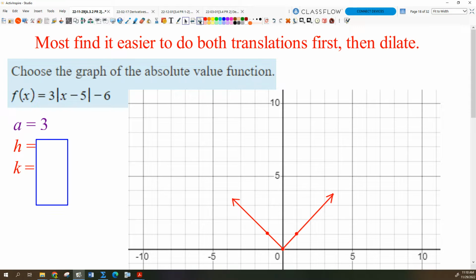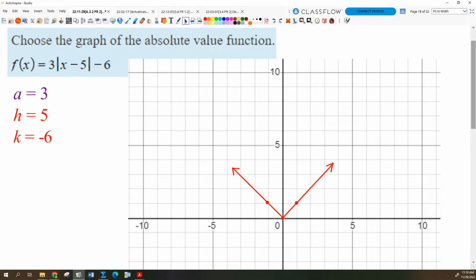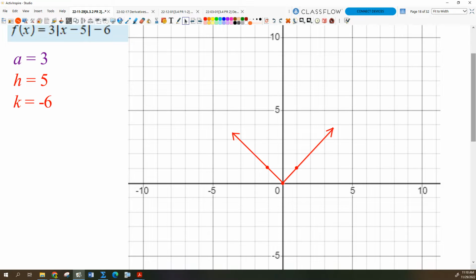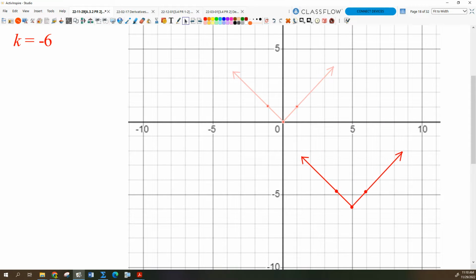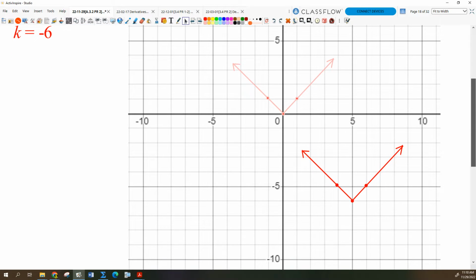3. What's H? 5. What's K? Negative 6. Okay, good. So the first thing we're going to do then is take this guy and do the translation. So H is 5 means I'm going right 5. K is negative 6 means it's down 6. So let's do both of those at once. Let's take this guy and we're just going to go right by 5 and down by 6. Okay, so there we go. We did the translations.